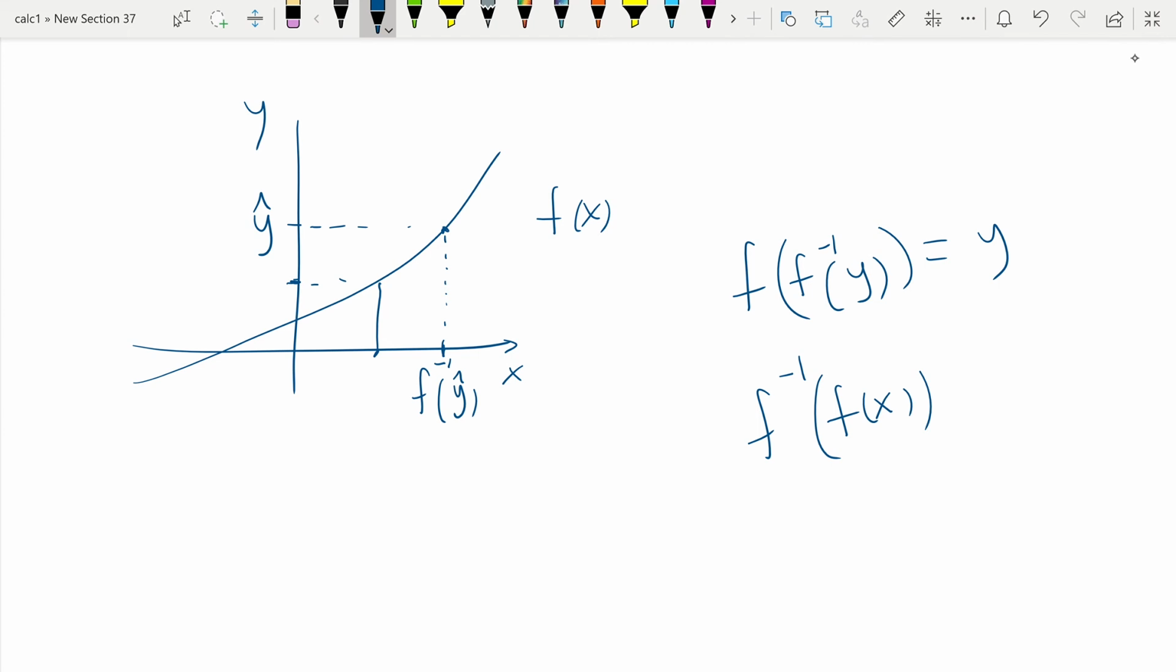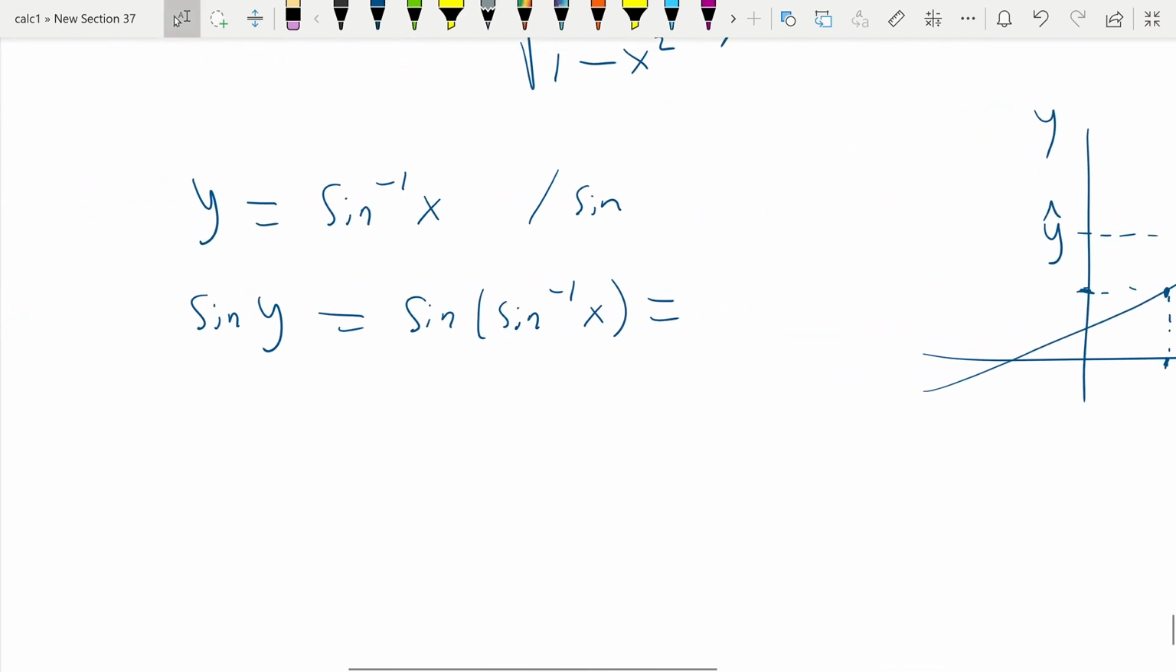So this is your x, or some value here, and you send it somewhere. And this here is going to be f of x. What happens if we apply the inverse? We go back to this point which was x. So the inverses have this property that f composed with the inverse is going to give you what's inside, and f inverse composed with f is going to give you what's inside.